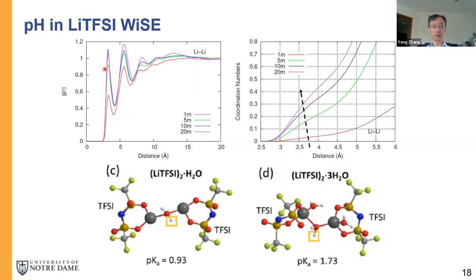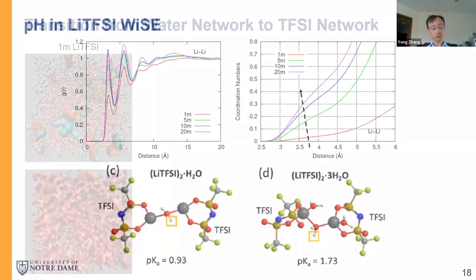This peak position is between 3 and 4 angstrom, which is actually consistent with this type of configuration. So we believe the liquid structure we have is, at least, not contradictory to what they see. We didn't calculate pH or pKa directly, but we think our liquid structure is consistent with this. So just to summarize the liquid structure I talked about so far.